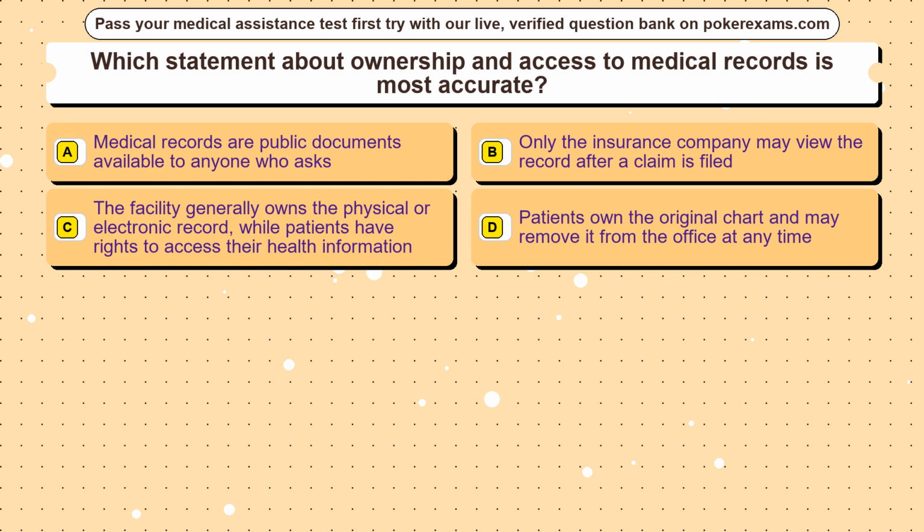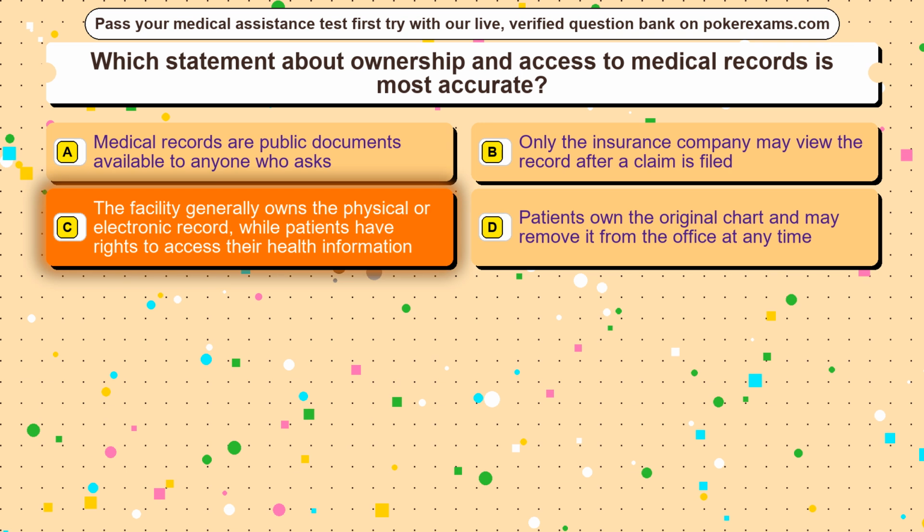Question 14. Which statement about ownership and access to medical records is most accurate? Option A. Medical records are public documents available to anyone who asks. Option B. Only the insurance company may view the record after a claim is filed. Option C. The facility generally owns the physical or electronic record, while patients have rights to access their health information. Option D. Patients own the original chart and may remove it from the office at any time. The correct answer is option C.